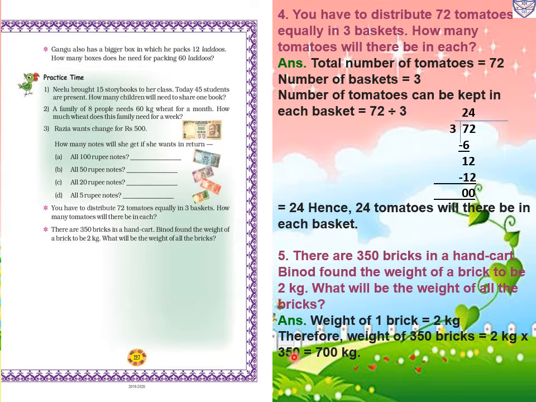Okay, 2 zeros are 0, 2 5s are 10. So 0 we will write down, 1 will be carried over. So 2 3s are 6, 6 plus 1, 7. 700 kg.